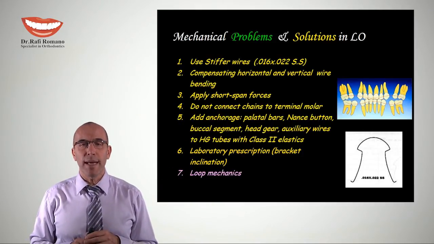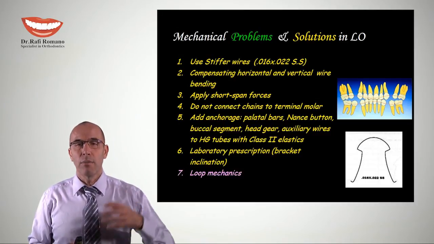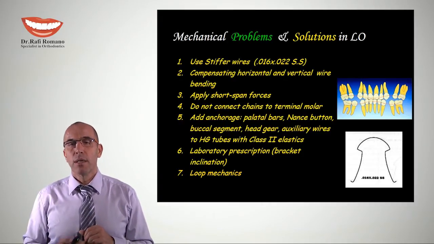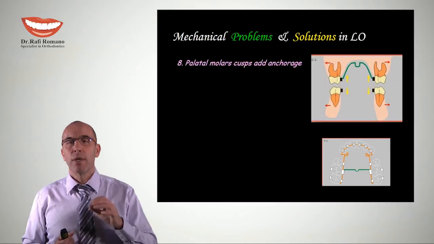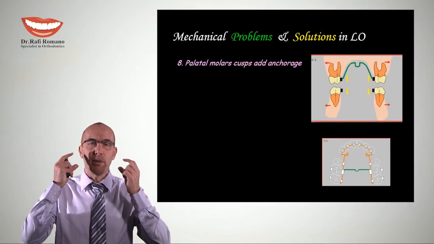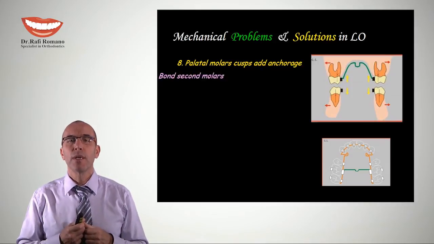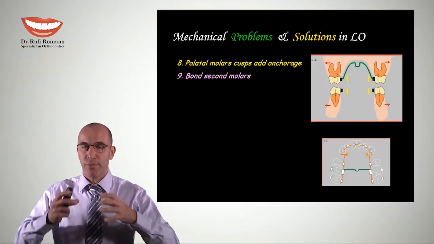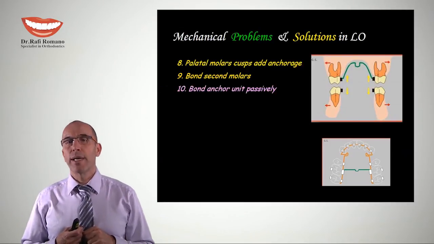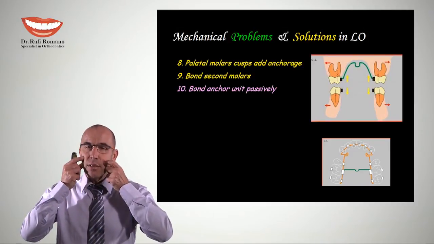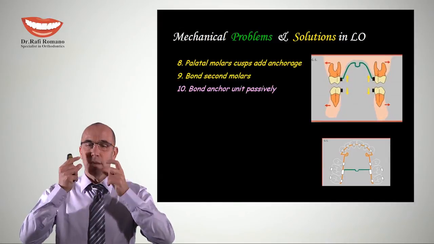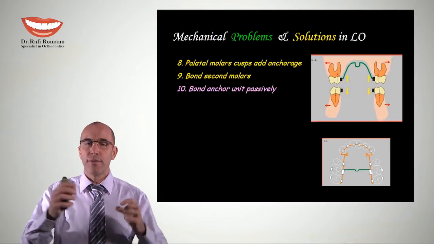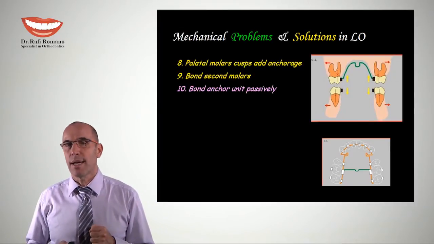Seven, we can use loop mechanics. If you use loop mechanics, like many Asian practitioners are doing in lingual orthodontics, we can avoid these side effects. The next one, we can wait until the molars come into contact to have better anchorage. We can bond, and we should bond, the second molar. This adds a lot of anchorage into the system. We can have the anchor unit bonded passively, meaning that if there is no force between all the teeth in the anchor unit, they can serve as a good anchor unit to avoid these side effects.